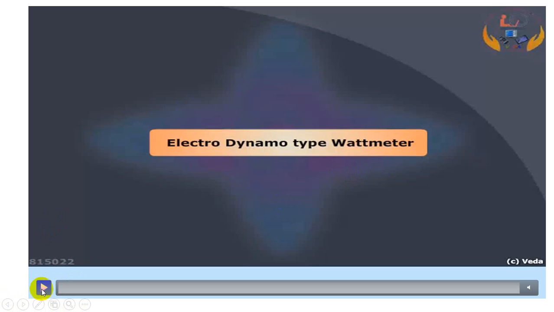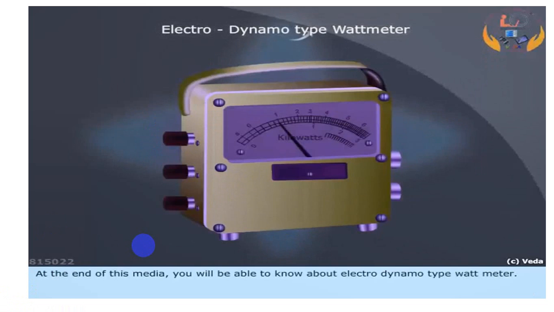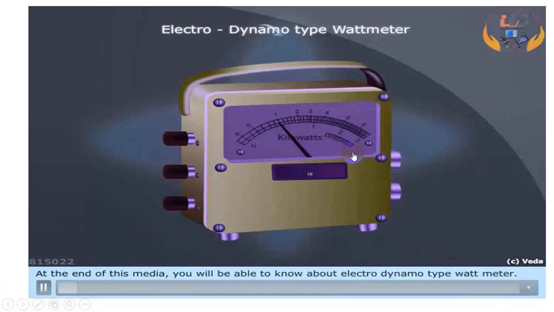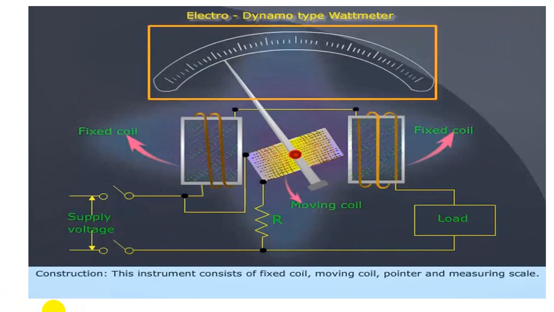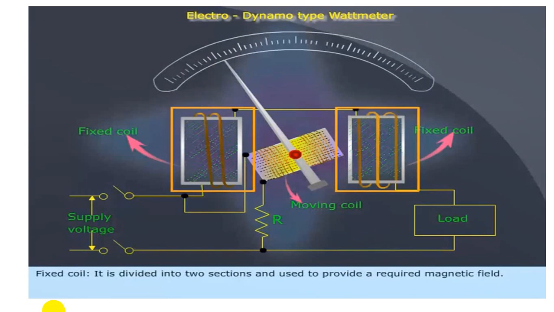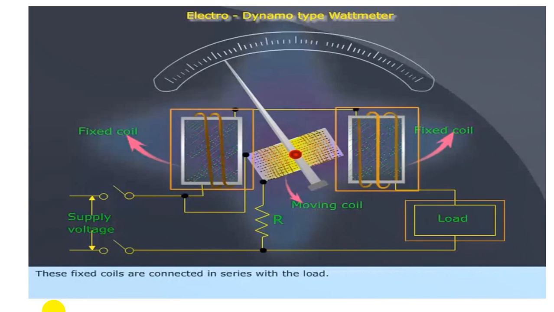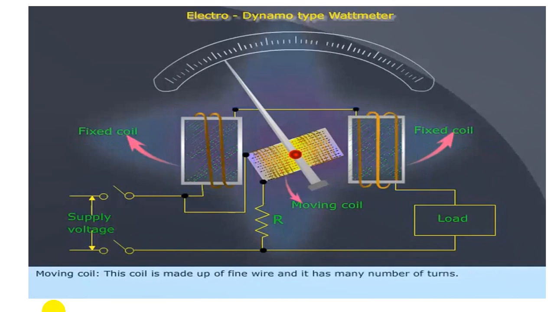So we will have a recap by seeing this one. Here you can see the electrodynamometer type wattmeter, and here you can see the picture of it. As usual, its construction has one fixed coil and a moving coil, a pointer and a measuring scale. The fixed coil has two sections and is used to provide the required magnetic field. It is connected in series with the load, and it is also known as the current coil.